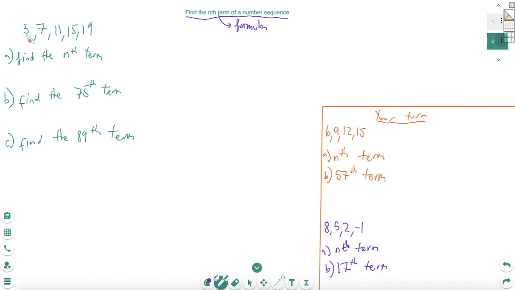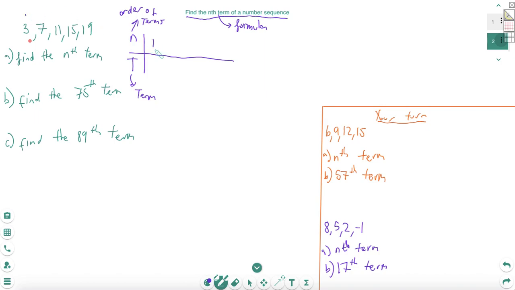I have a sequence, 3, 7, 11, 15, 19, and someone asks, find the nth term. What you should always do is draw a table. Here, it's just a number sequence, so I'll put n and t. n stands for the order of terms, t stands for the term. And let's fill it out.